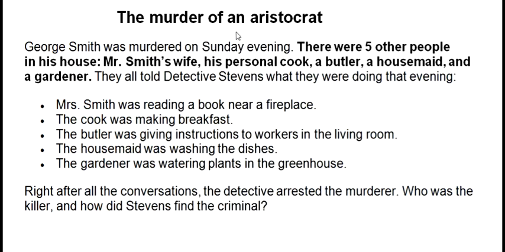The murder of an aristocrat. George Smith was murdered on Sunday evening. There were 5 other people in his house: Mr. Smith's wife, his personal cook, a butler, a housemaid, and a gardener. They all told Detective Stevens what they were doing that evening.